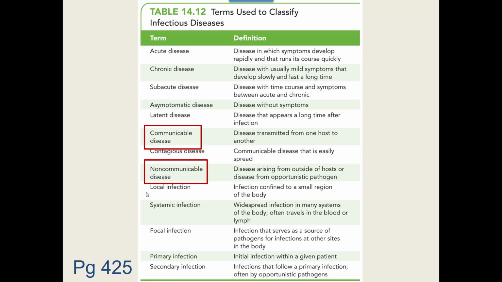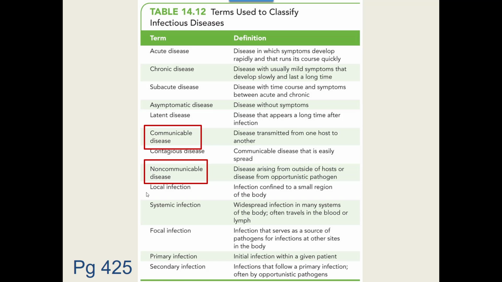A non-communicable disease arose from outside of a host. So it came from somewhere other than a host. I mean, at some point it was probably contaminated by some original source, but you picked up your disease from something completely different than another host.